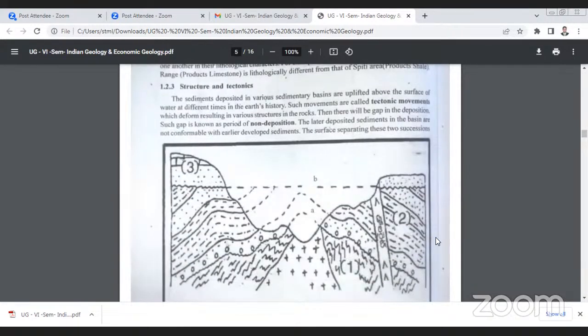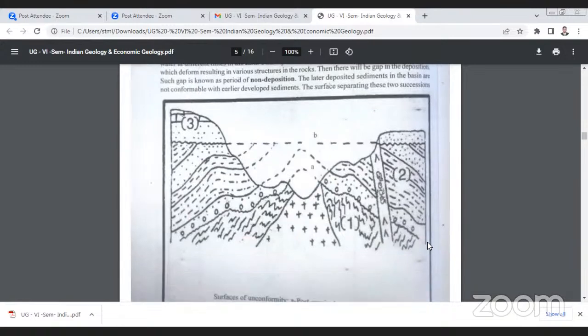The later deposited sediments in the basin are not conformable with the earlier developed sediments, so that there is a surface separating the two successions.